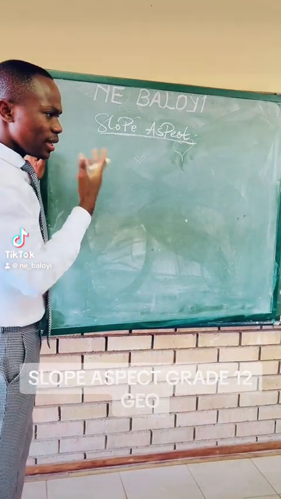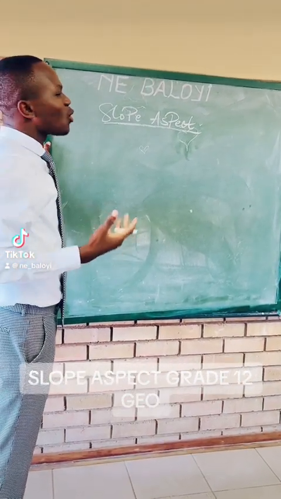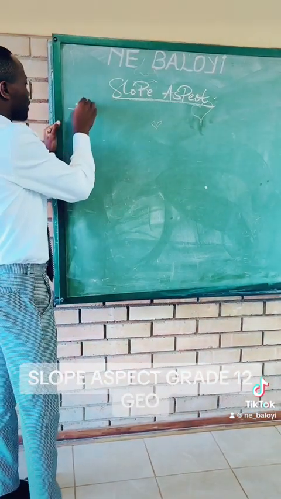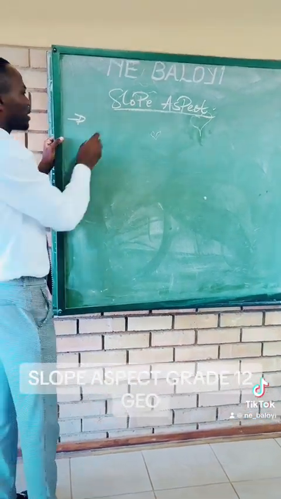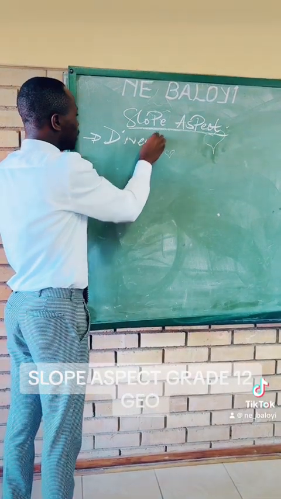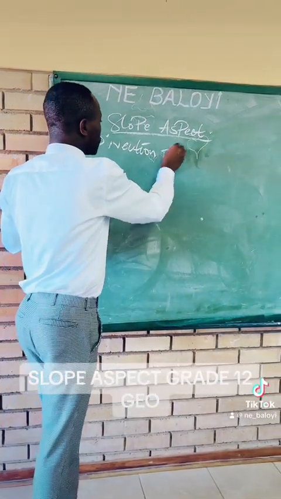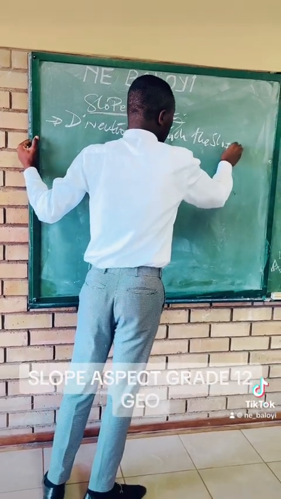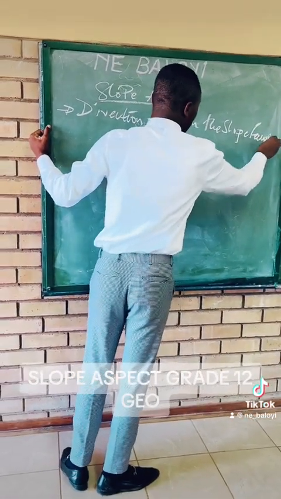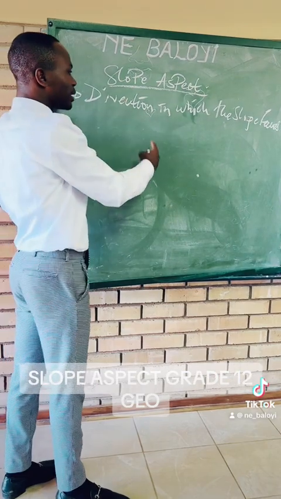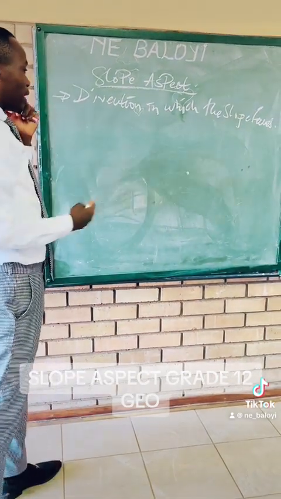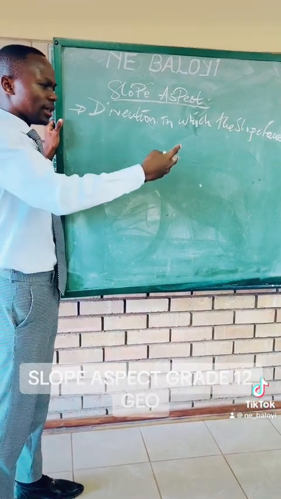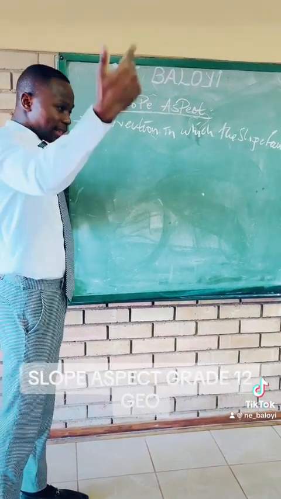What is a slope aspect? Good. So what is a slope aspect? The slope aspect is the direction in which the slope faces. So, to elaborate, it is the side on which the slope is facing in relation to the sun's rays.